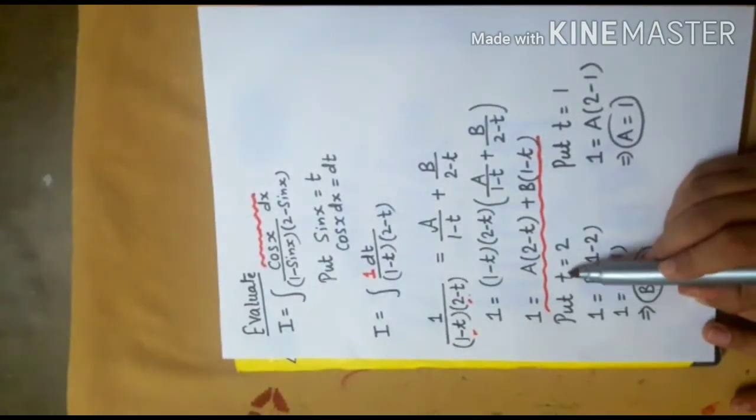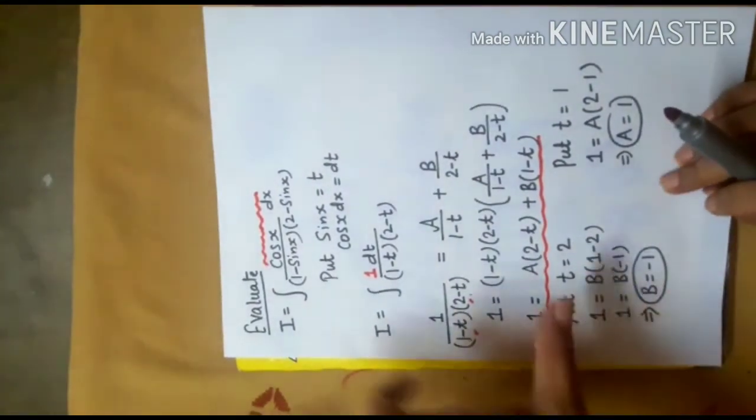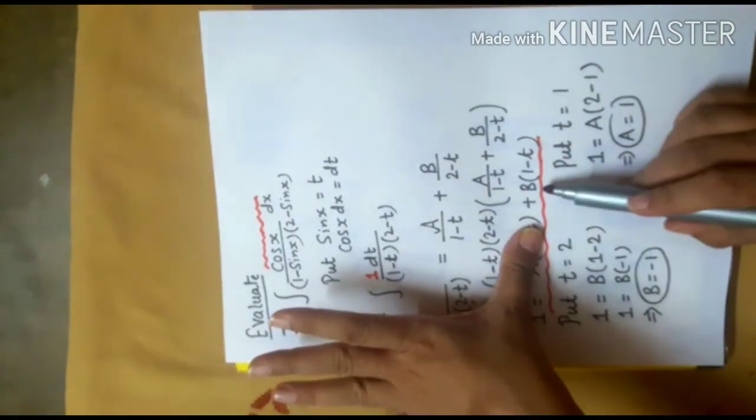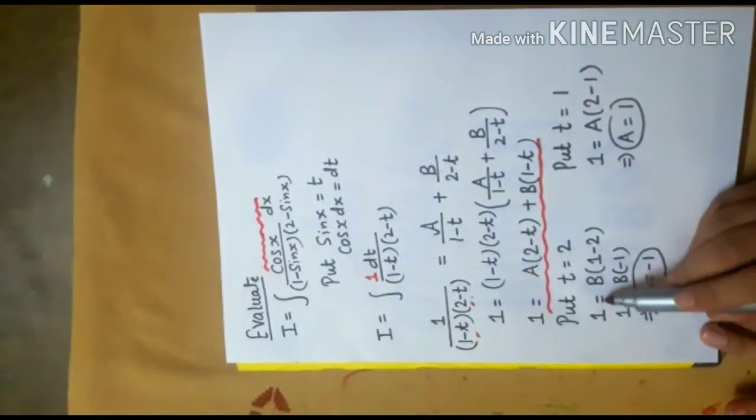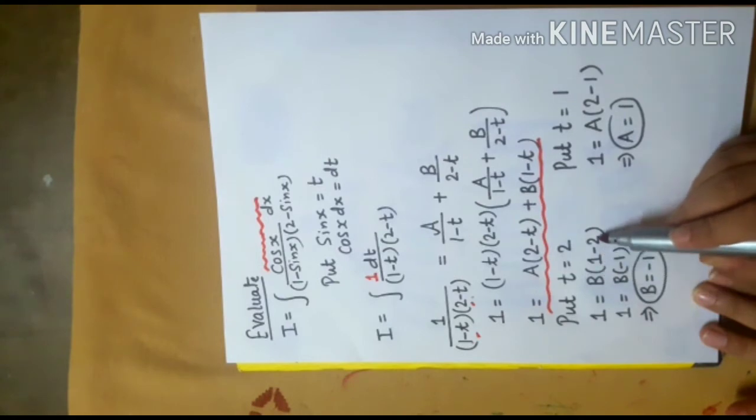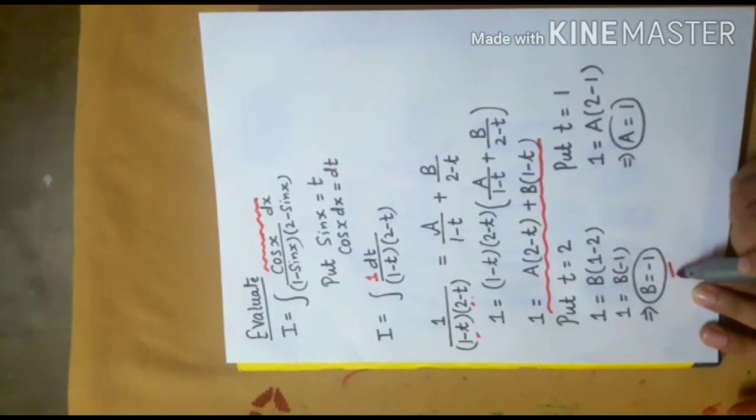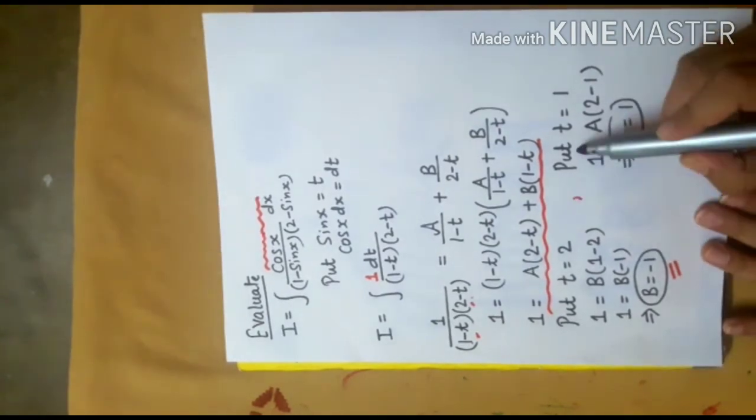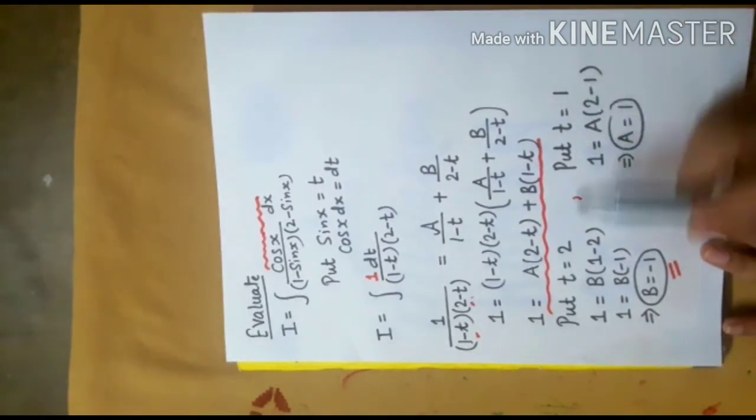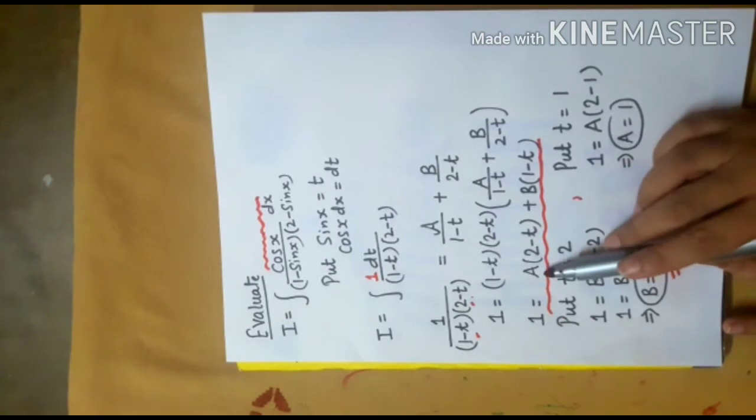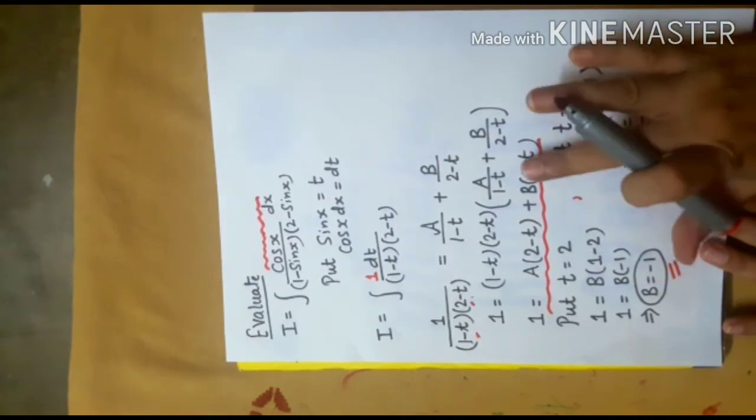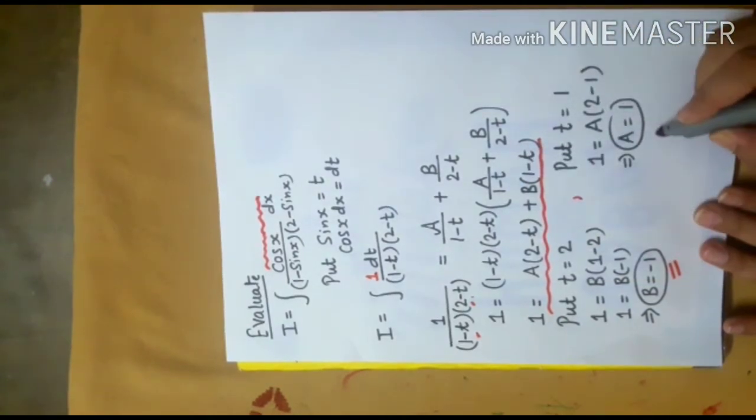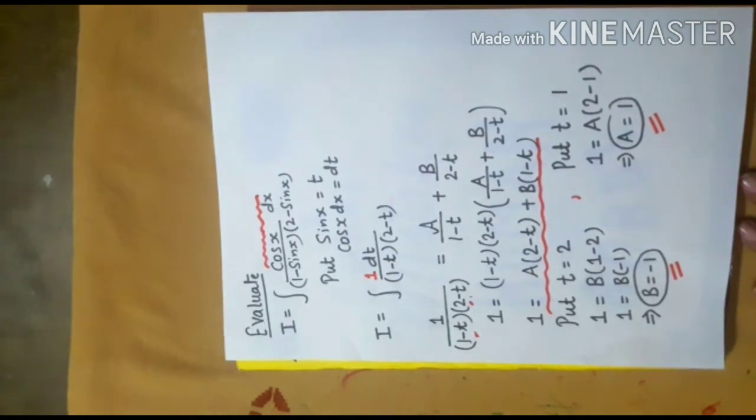Now I'll put t equals 2. This will get vanished, so I can get the value of b. So I'll get 1 equals b into 1 minus 2. So from here, b is equal to negative 1. Next I put t equals 1. So I'll get 1 equals a into 2 minus 1. This will get vanished. So from here, a is equal to 1.